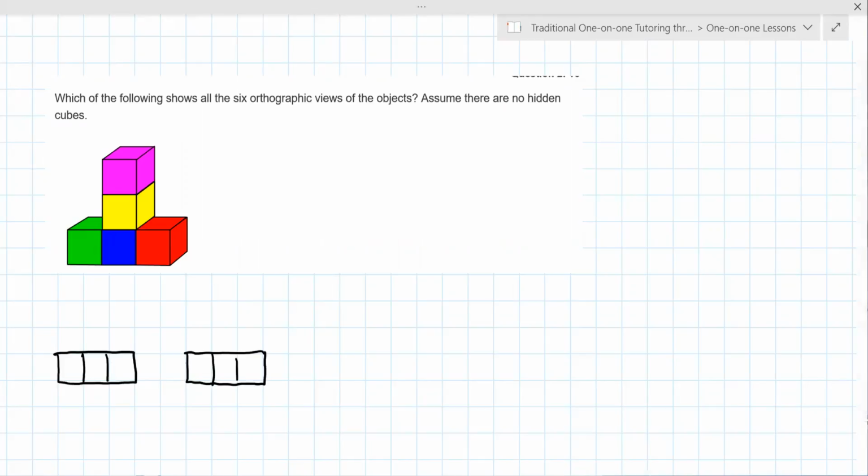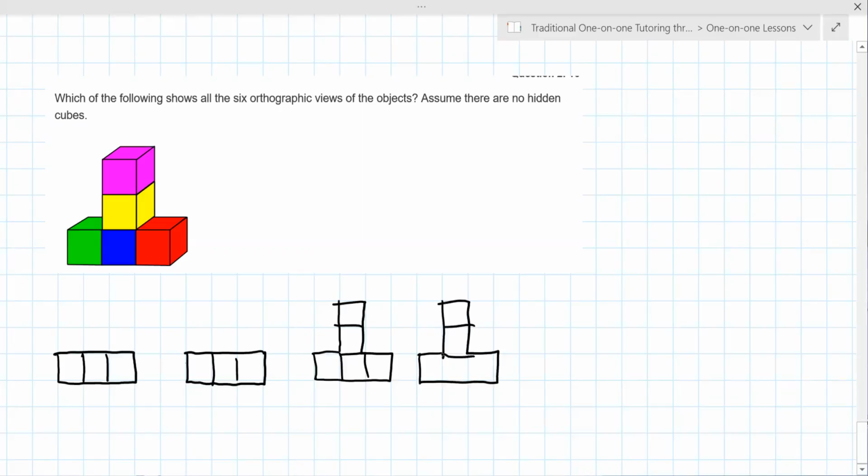And then the front looks like this. Okay. And then the back looks the same. Yes. And I'm assuming they want the side. They want the left and the right, and they're both just three blocks. Yeah. Okay, so let me see which one is correct. Looks pretty good.